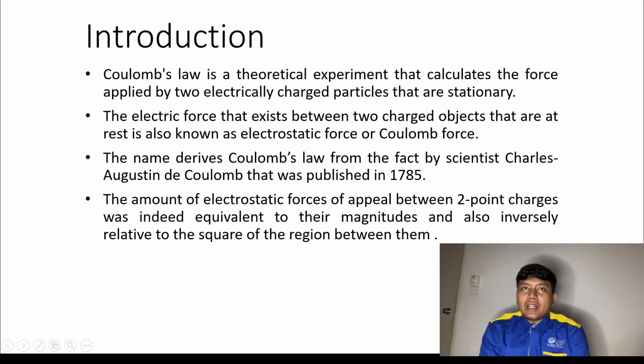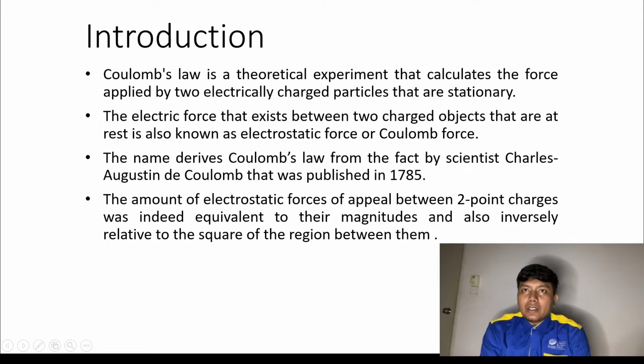Today I would like to present an introduction to Coulomb's law. Coulomb's law is a theoretical experiment that calculates the force applied by two electrically charged particles that are stationary. The electric force that exists between two charged objects at rest is also known as electrostatic force or Coulomb force. The law has existed since 1785.